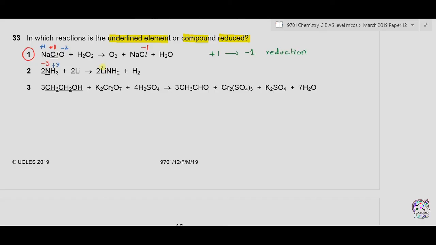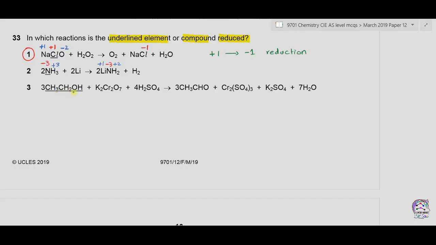In the product we have a lithium atom, so the oxidation state is +1. There are 2 hydrogen atoms, so the total oxidation state on 2 hydrogen will be +2. As the molecule is overall neutral, the number of positive charges will be equal to the number of negative charges, so the charge on nitrogen is -3. So -3 to -3 is no change, therefore it is not reduction.